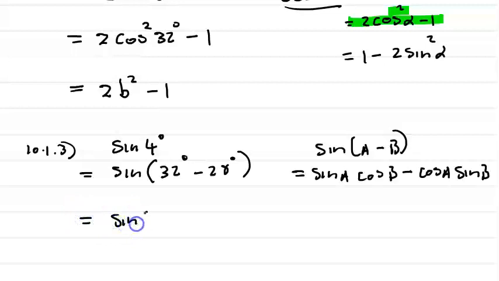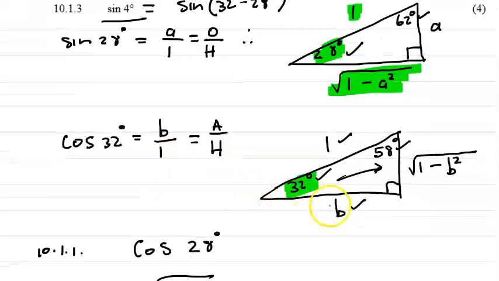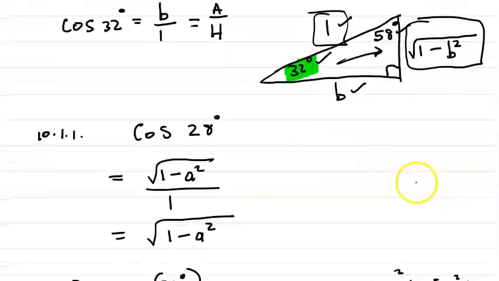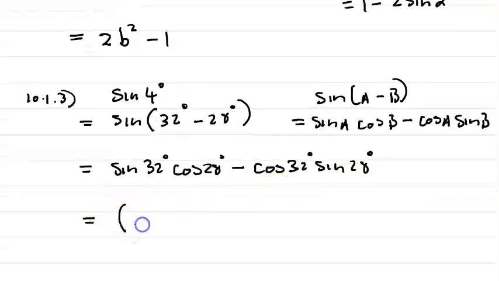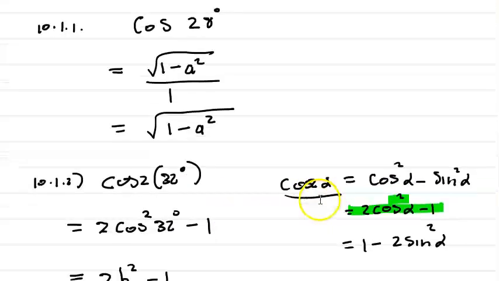So we can say sine of 32 cos of 28 minus cos of 32 sine of 28. So what is sine of 32? Let's go look at the diagram. Sine of 32 will be the opposite side, so it will be the square root of 1 minus b squared all over the hypotenuse, which is 1. So let's write that down. Square root of 1 minus b squared all over 1. But we don't have to write the over 1 part.